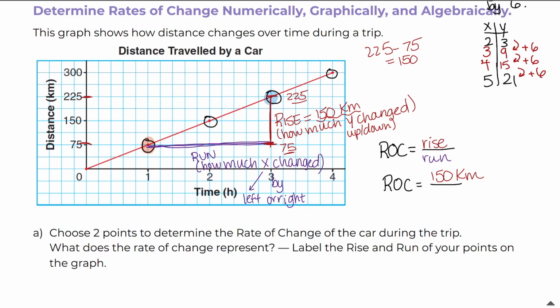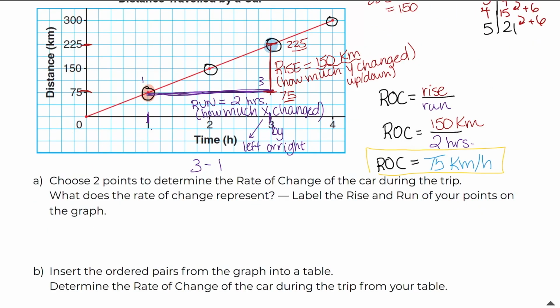And then here the run, we can say that the run went from 1 all the way to 3. So we can say the run right here is 2 hours. So we'll put 2 hours right here. And we know that it's 2 hours because we just take the 3 and the 1 and we can subtract them. And then all we have to do is just divide. So when I divide 150 by 2, I end up getting 75 kilometers per hour. This was graphically right here.